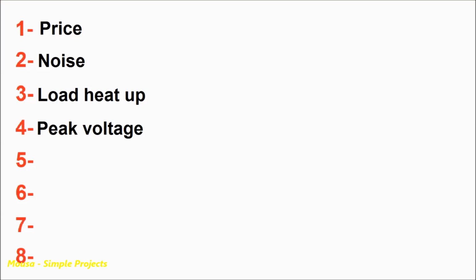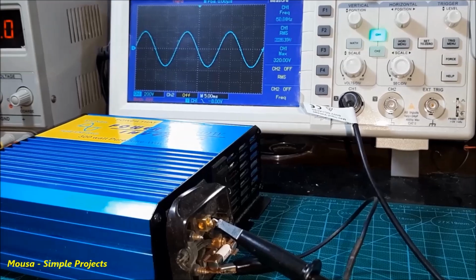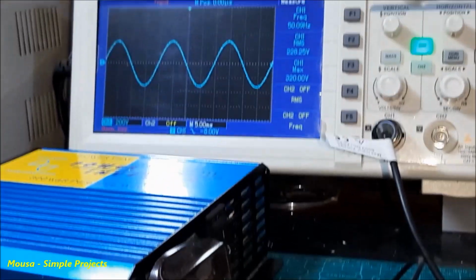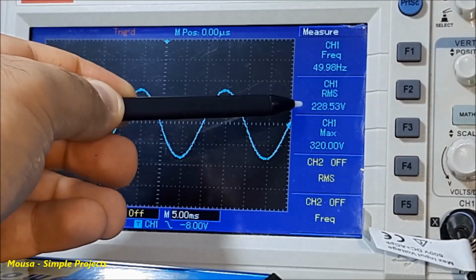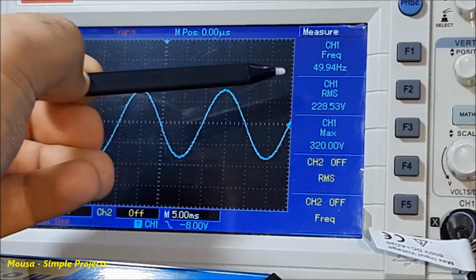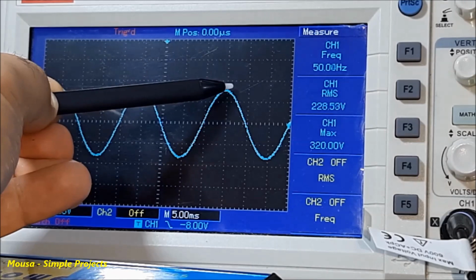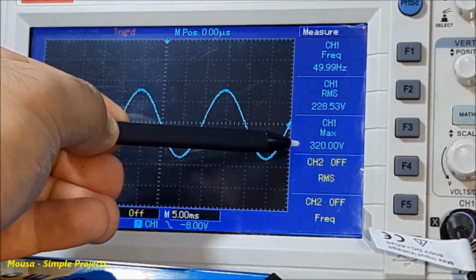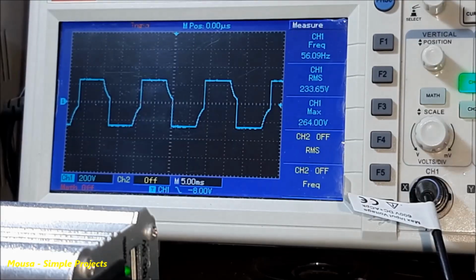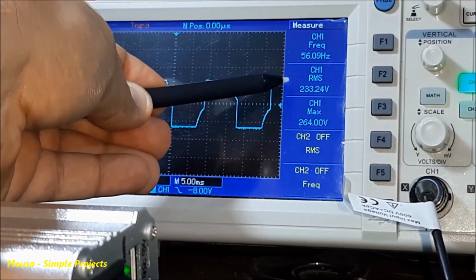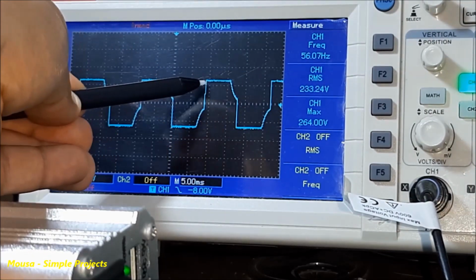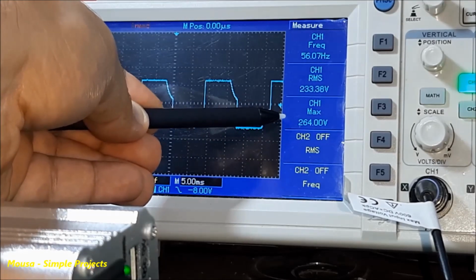The next property is the peak voltage of the output AC waveform. First off, let's see the output waveform of the pure sine wave inverter on the oscilloscope. As you can see here, the RMS voltage is 228 volts, while the peak voltage is 320 volts. And for square wave inverter, the output voltage is 233 volts RMS, while the peak voltage is 264 volts.